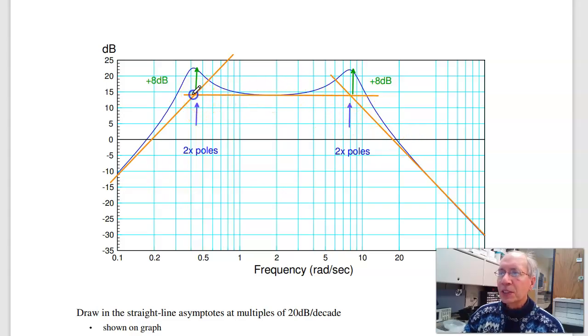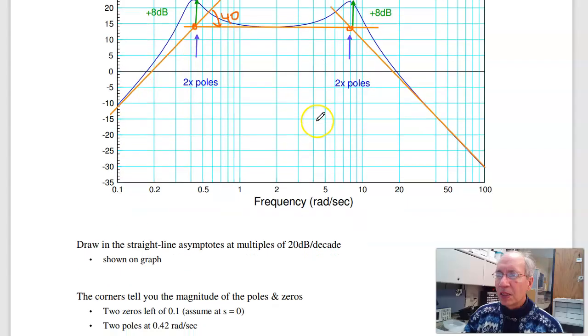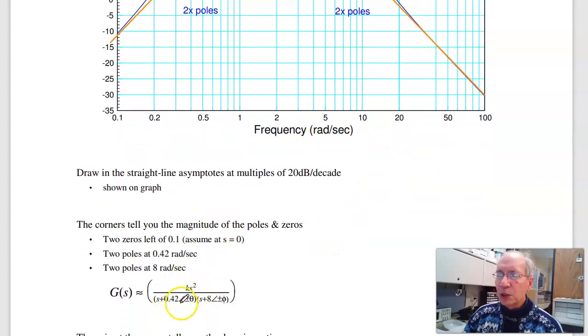What that tells me is here's a corner. I've got 2 poles, because the slope dropped by 40 dB per decade. Gives you 2 poles at this frequency, about 0.445. I've got 2 poles at this frequency, about 8 radians per second. That tells you the magnitude. So there are 2 poles at 0.42, 2 poles at 8.